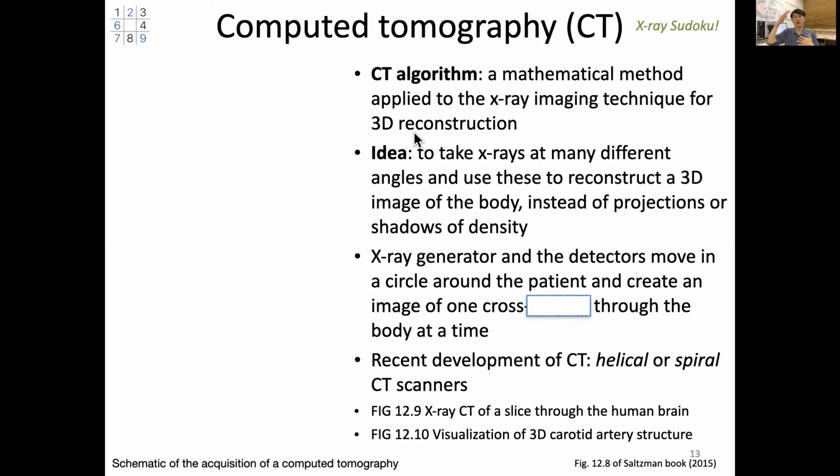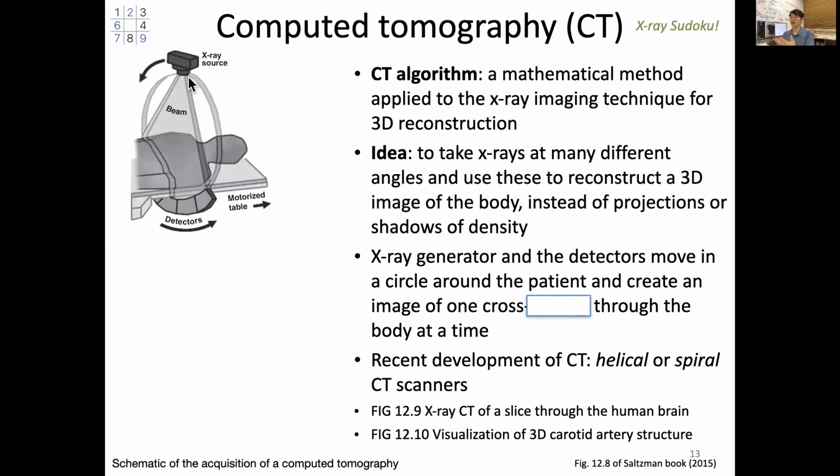Reconstruction means that we only have 2D projection data like this, and we want to see what the absorption of the X-ray will be here. So we call it computed reconstruction. The idea is very simple. You just take X-rays at many different angles. Like Sudoku, you use different angles and directions to reconstruct a 3D image of the body, instead of projections or shadows of density.